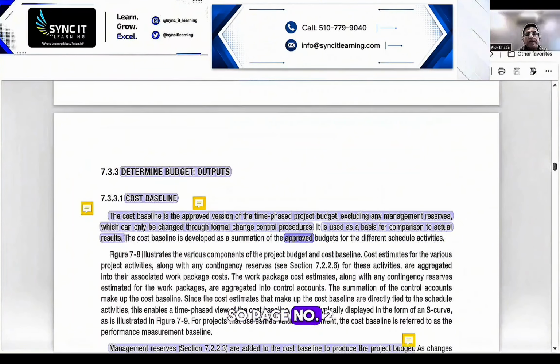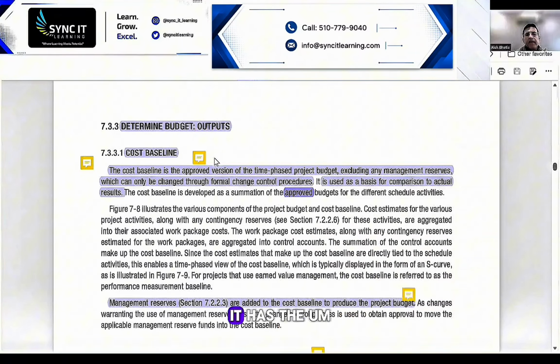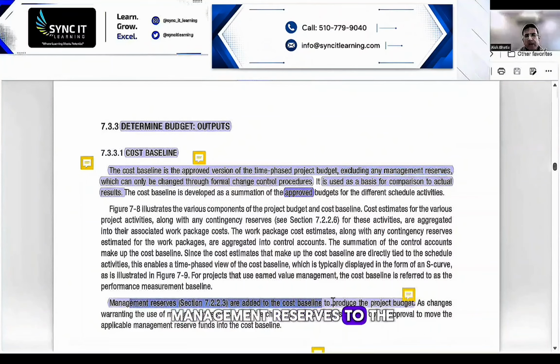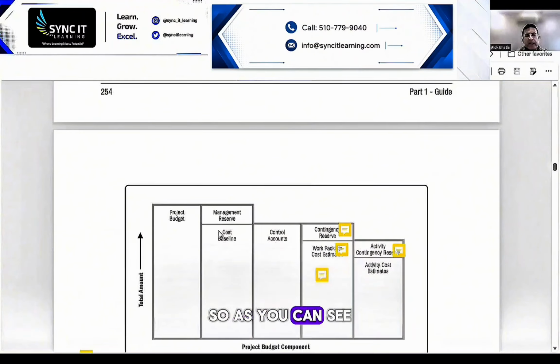So page number 292, right? You come up with the cost baseline, which excludes the management reserves but includes the contingency reserves. And when you add management reserves to the cost baseline, you get a project budget. So as you can see, this is the cost baseline, and when you add management reserves, you get the project budget.